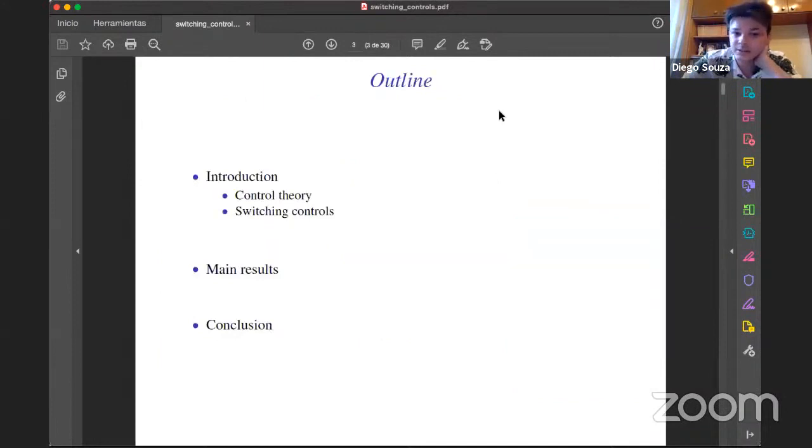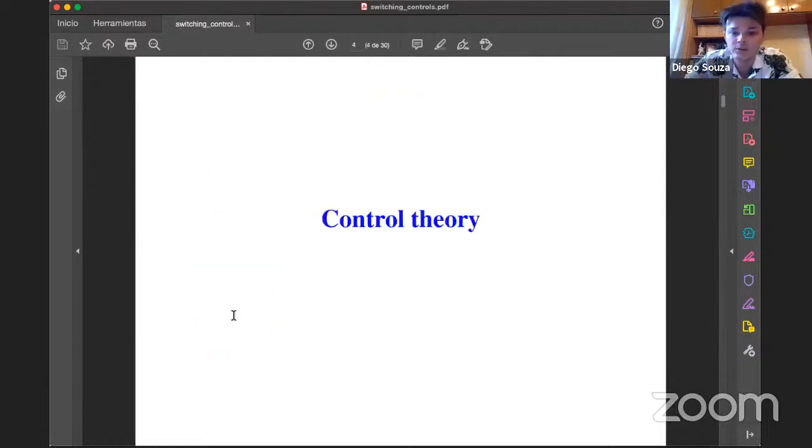So my talk is divided in three parts. I will start with an introduction of control theory, and also I will present what I mean by switching controls. Then I will present our main result, and I will finish the talk with some conclusions, comments, and presenting some open problems.